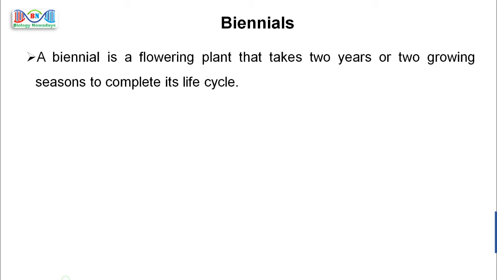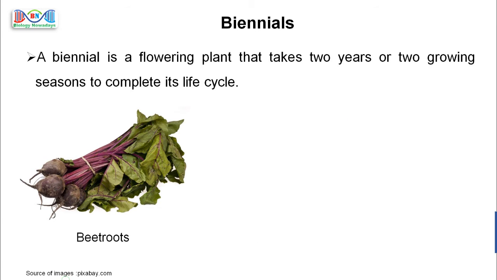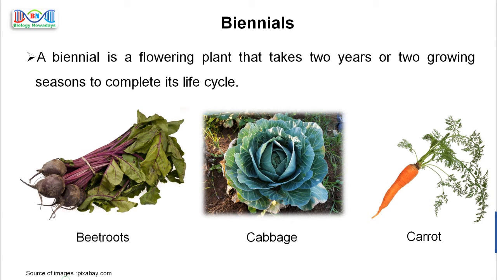As you know, a biennial is a flowering plant that takes 2 years, in other words, 2 growing seasons, to complete its life cycle. Some common biennials are beetroots, cabbages, carrots, etc. Shall we have a look at the growth stages of a biennial plant?